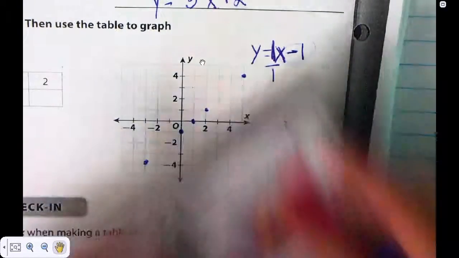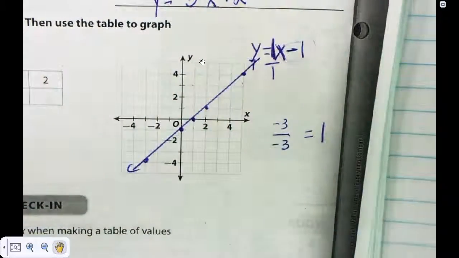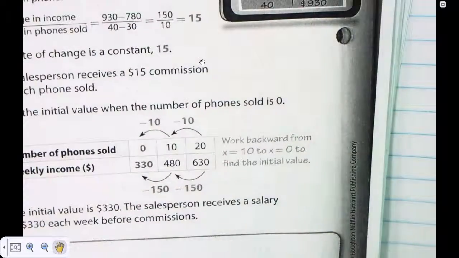And then we don't know the situation, so we're just going to connect our points. It's continuous. Okay? All right, now look at page 96.